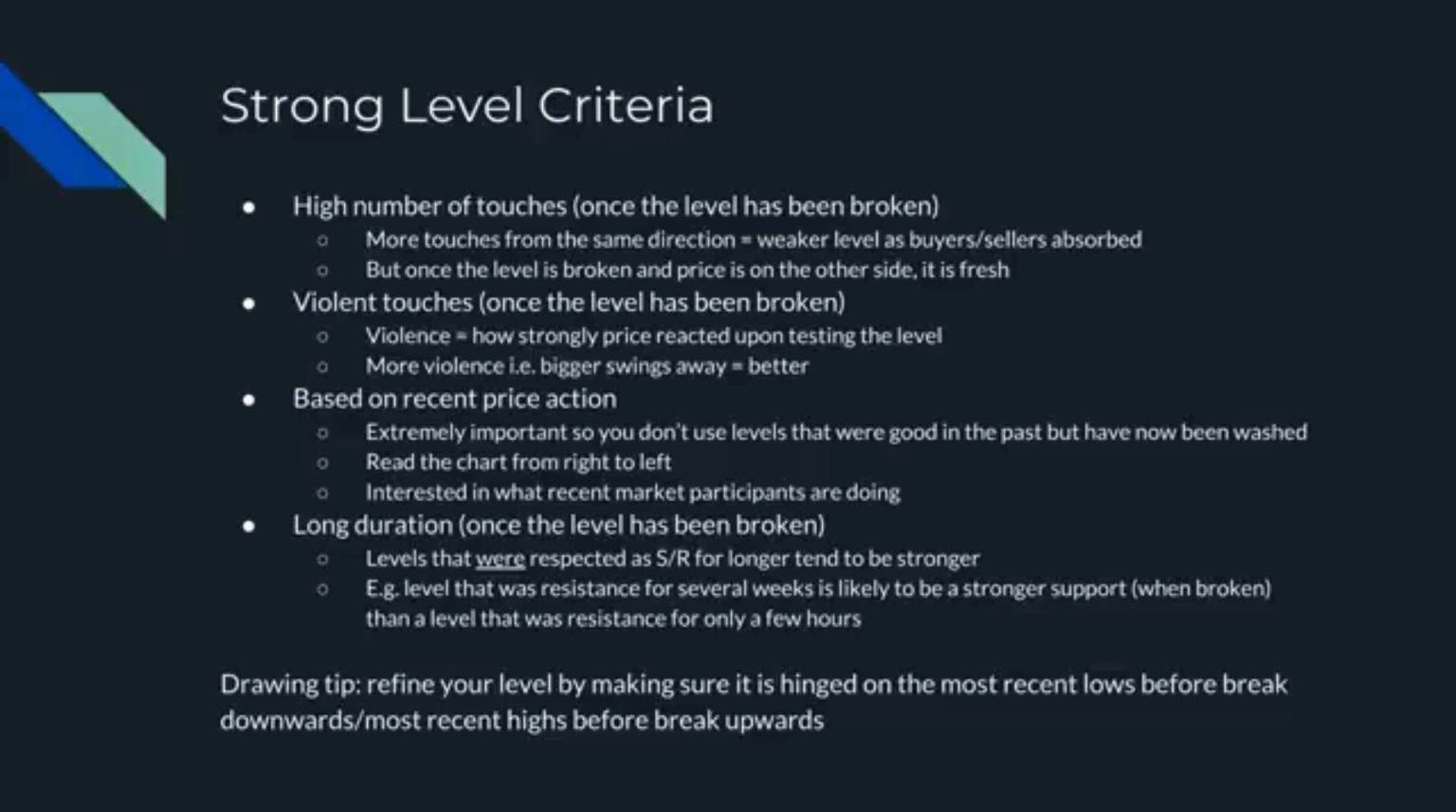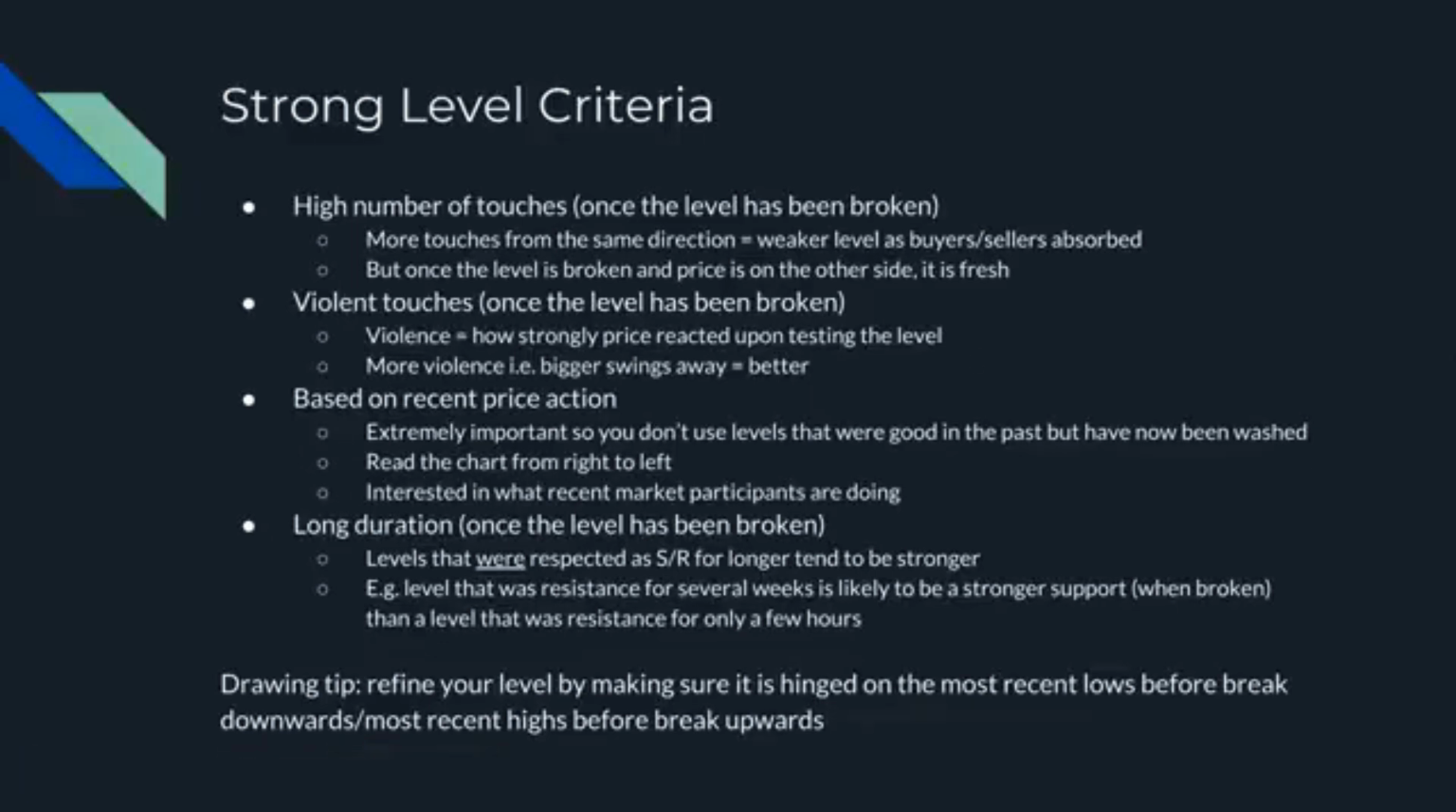And the last category is a strong level is one which has been in play for a long time, and again, once it's been broken. So if you have something that was resistance only for a few hours, once it's broken, we can't really expect it to hold as support, as well as, for example, something that was resistance for weeks and has finally been broken by price. And so a good level has all of these. Obviously, the more of these it has, and the more recent it is, the more violent touches, etc., the better.